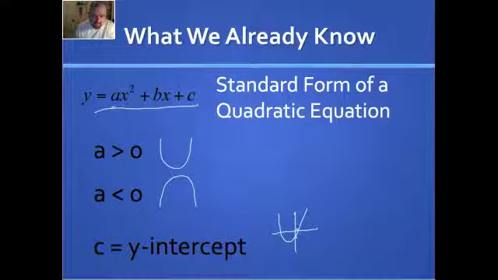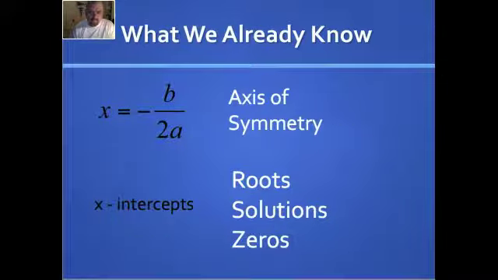One like that might be something like x squared minus 2. But c will give us the y-intercept. We also know the axis of symmetry: x equals negative b over 2a. We've also talked about the different terms for x-intercepts. X-intercepts, where the parabola is going to cross the x-axis, are also known as the roots, the solutions, and the zeros.